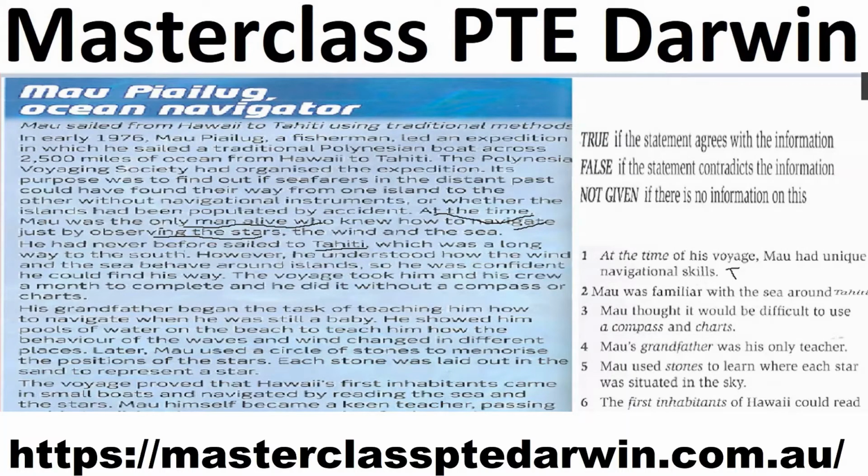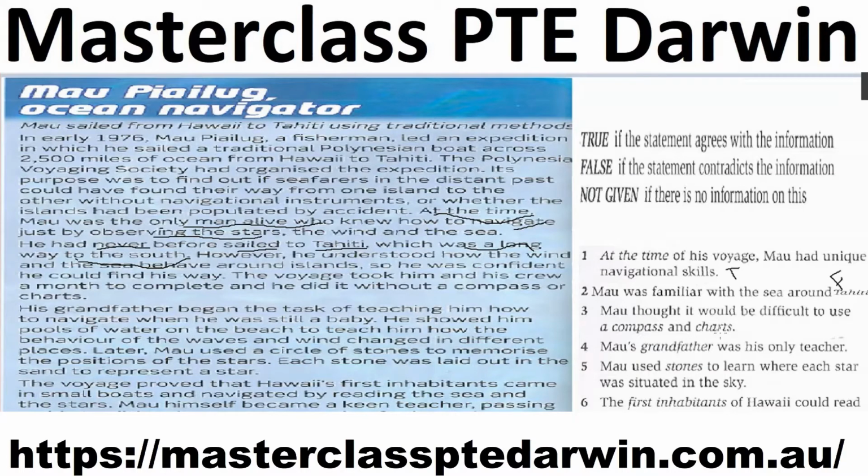Yes, true. So the second one, Mao was familiar with the sea around Tahiti. Number one, I have it as true as well. Number two as true? Yes. No, that's not true because you see here he said that he had never before sailed to Tahiti. Oh, okay. Yep. He had never. That means he had no idea about Tahiti, which was a long way to the south. Okay, yep, so it's a long way. So it is false.